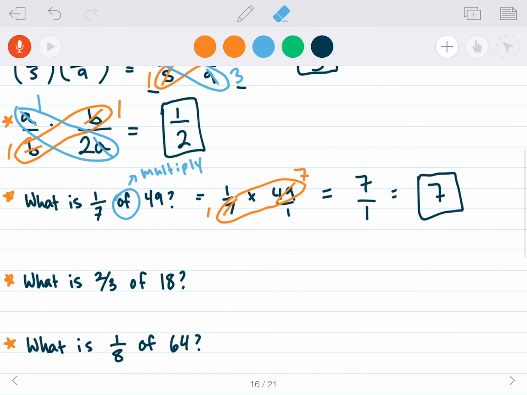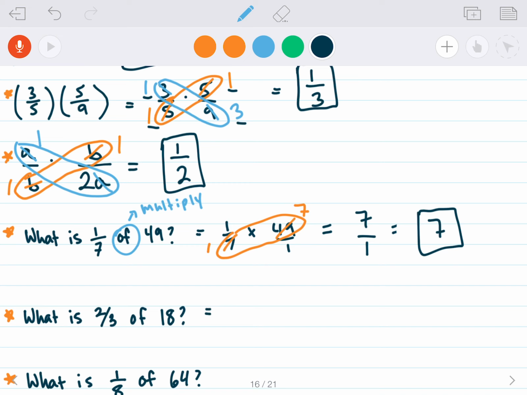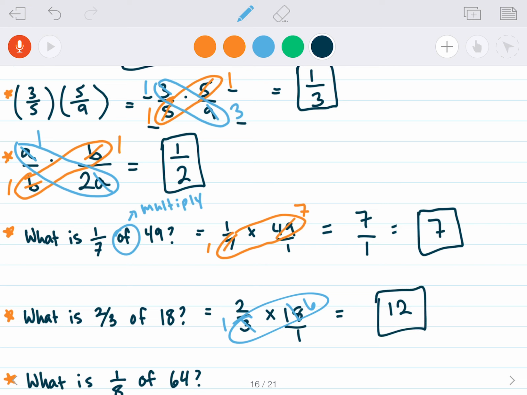What is 2/3 of 18? So again, of means multiply. So 2/3 of 18 is 2/3 times 18 over 1. I can cross simplify on this diagonal. 3 goes into itself once, and 3 goes into 18 6 times, I'm sorry. Multiply straight across, 2 times 6 is 12 on top, 1 times 1 is 1 on bottom, but we don't have to write the 1 on bottom, it's just 12.